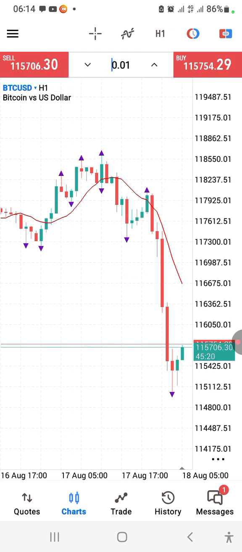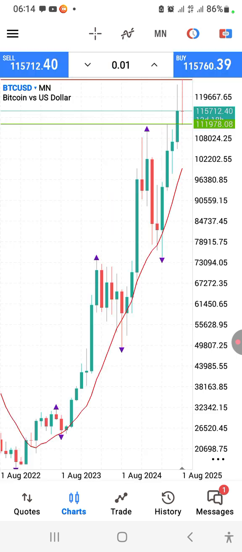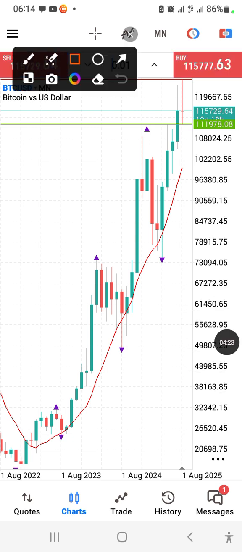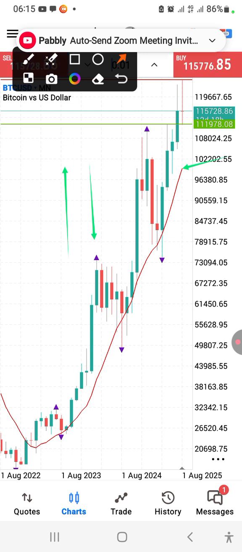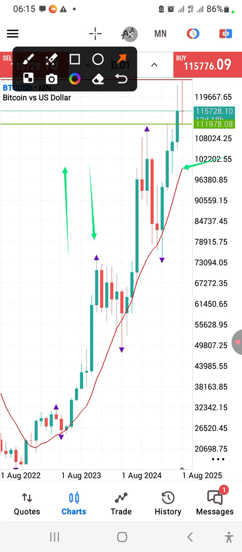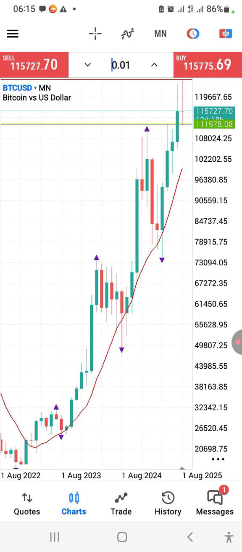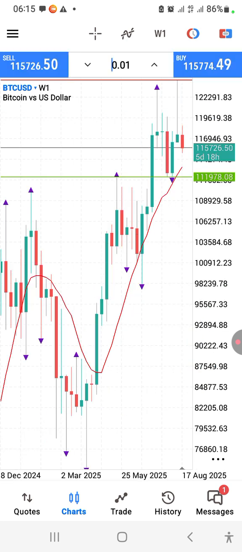Now, for you to know the trend, you need to look at it from the higher time frame, which is the monthly. And looking at it from the higher time frame, since the moving average is below the candlesticks, it is an uptrend. And apart from that, you also look at where this moving average is pointing. Is it pointing down or is it pointing up? It's pointing upward. So since it's pointing upward, we've confirmed that it's an uptrend.